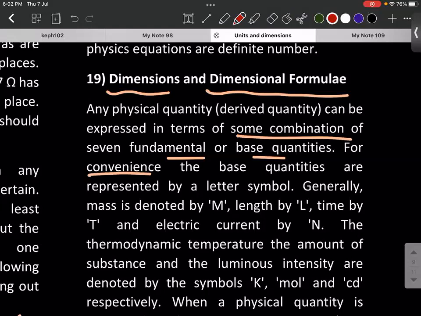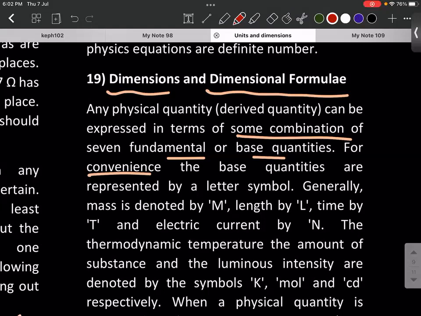So if you want to understand that particular concept, the advantage of the dimensional formula is that it has nothing to do with what kind of system of units you're following. You need not break your head about it. Whether you write it in the CGS system, the SI system, or a combination of both, you can still use this dimensional formula.